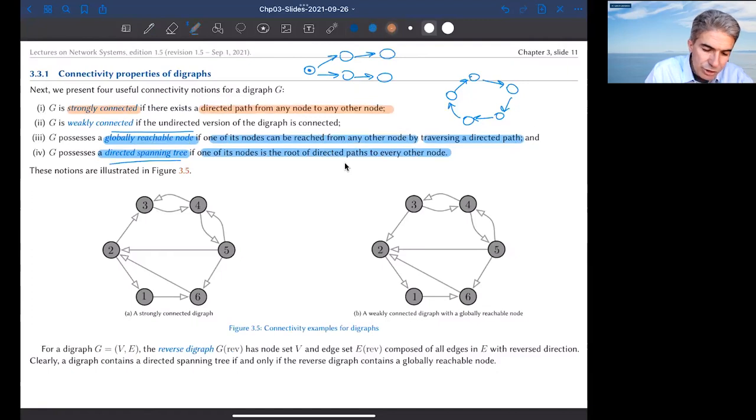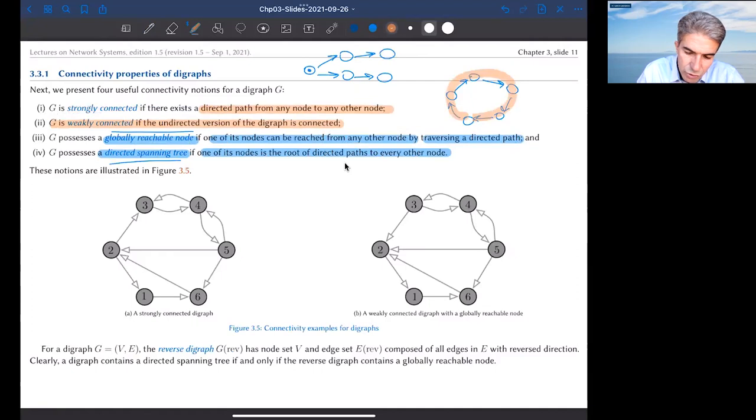The last property, labeled number two here, is the possibility that your directed graph is weakly connected. Weakly connected means you take all the edges, which are directed, and you remove their orientation. You just make them undirected. And the graph is said to be weakly connected if the undirected version of the digraph, where you remove the orientation of the edges, is connected.